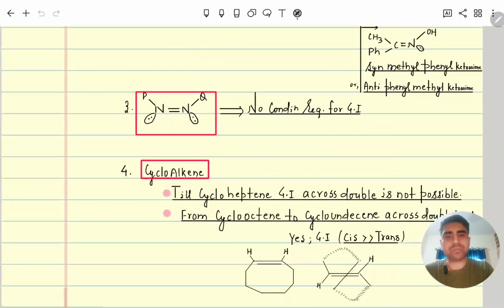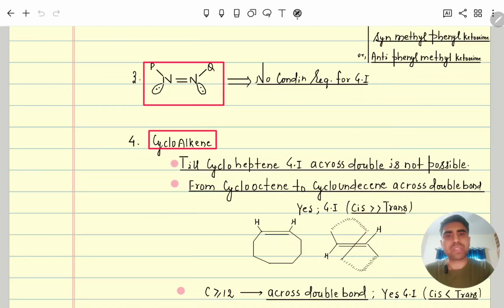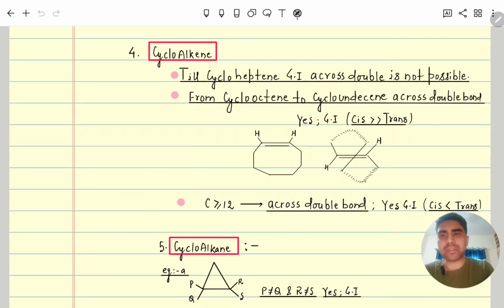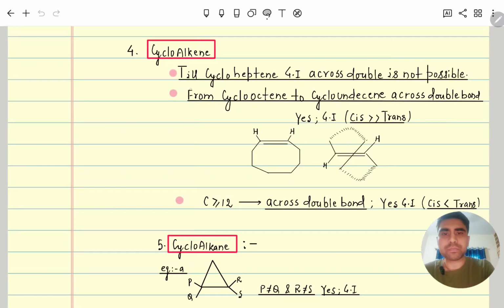Next, the third system, nitrogen double bond nitrogen. Here there is no need to check, because by default P and Q will be different, and R and S will be different, meaning P and lone pair are different, and Q and lone pair are different. So no need to check, nitrogen double bond nitrogen will always show GI. Coming to cycloalkene, up to cycloheptene GI will not show across the carbon double bond carbon.